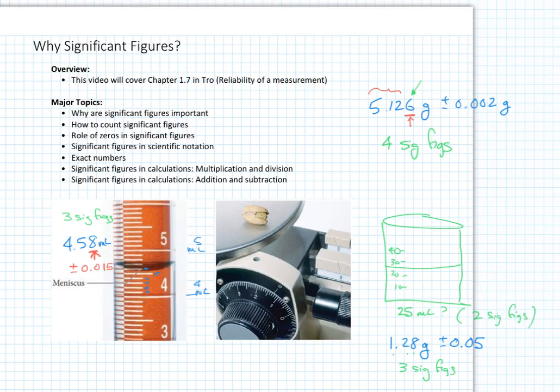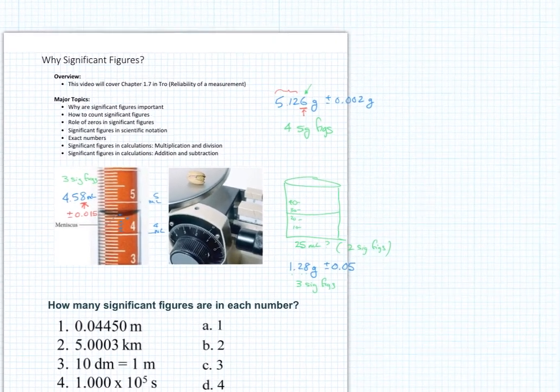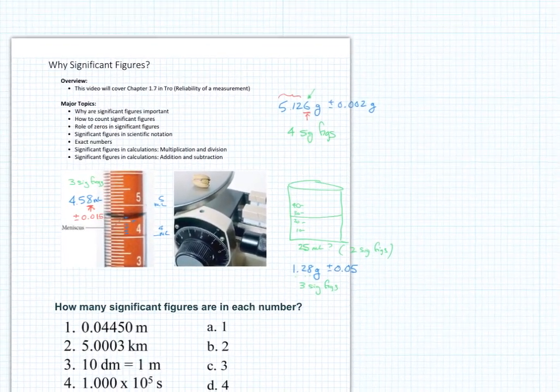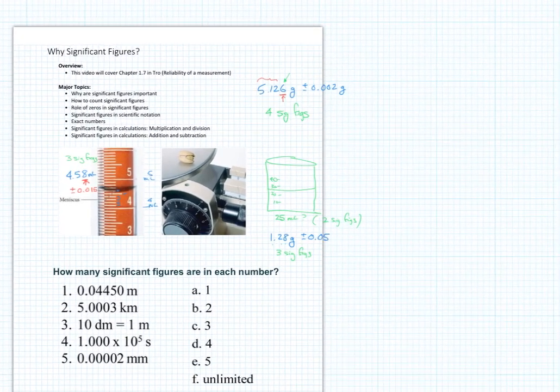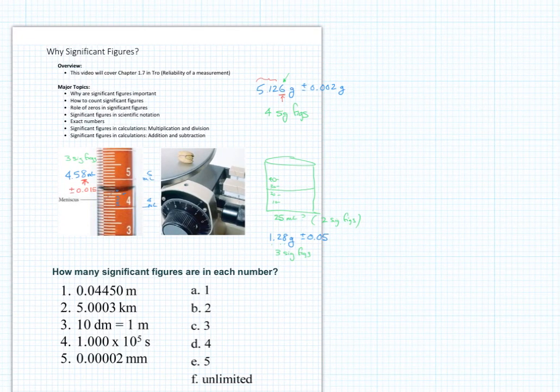Okay, so we've taken a look at several different things and several different measuring tools, and we've gotten different significant figures out of them. Now, what you should be getting out of this whole discussion is that the significant figures tell us something about how good the measurement is that's being made. All right, now let's take a look at some other factors related to significant figures.